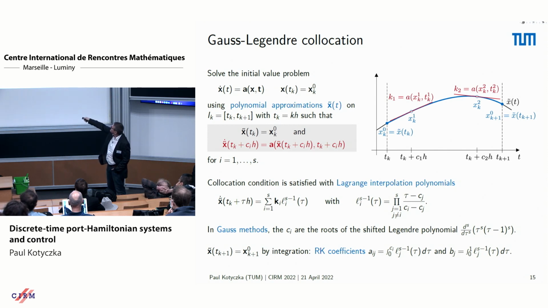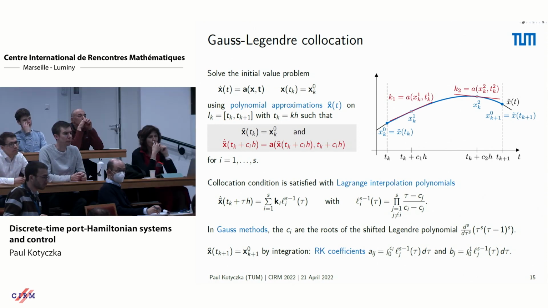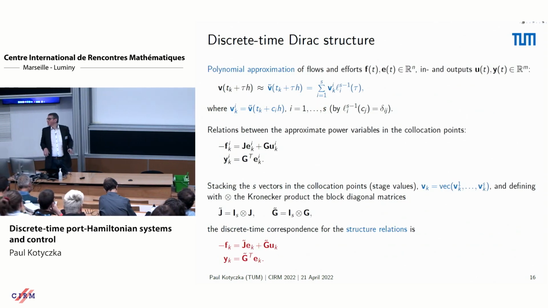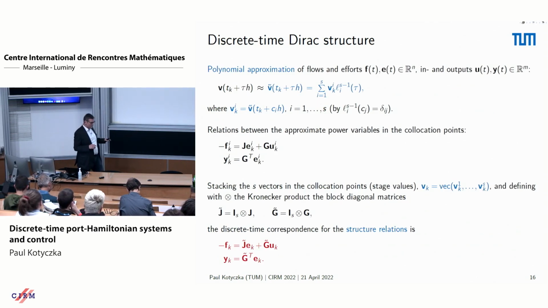We could integrate this in order to get the integration step. And when we do the integration, we end up with something which can be written as a Runge-Kutta method, because there will be terms which are the integrals over the Lagrange polynomials. So this is just the setting for the generalization of the implicit midpoint rule to Gauss-Legendre collocation. It is a family of s-stage integration schemes which are implicit, with the highest order 2s. But we want to use this for the definition of discrete time port-Hamiltonian systems.